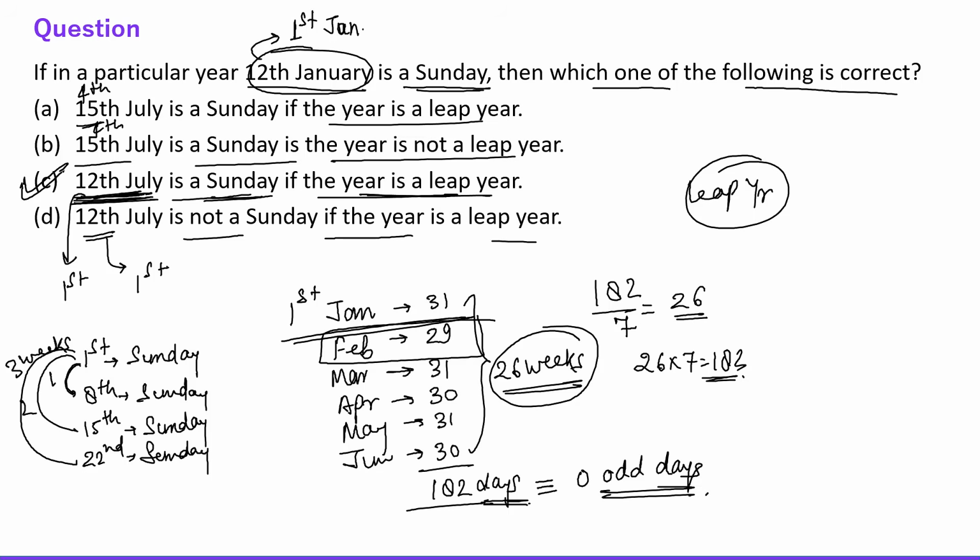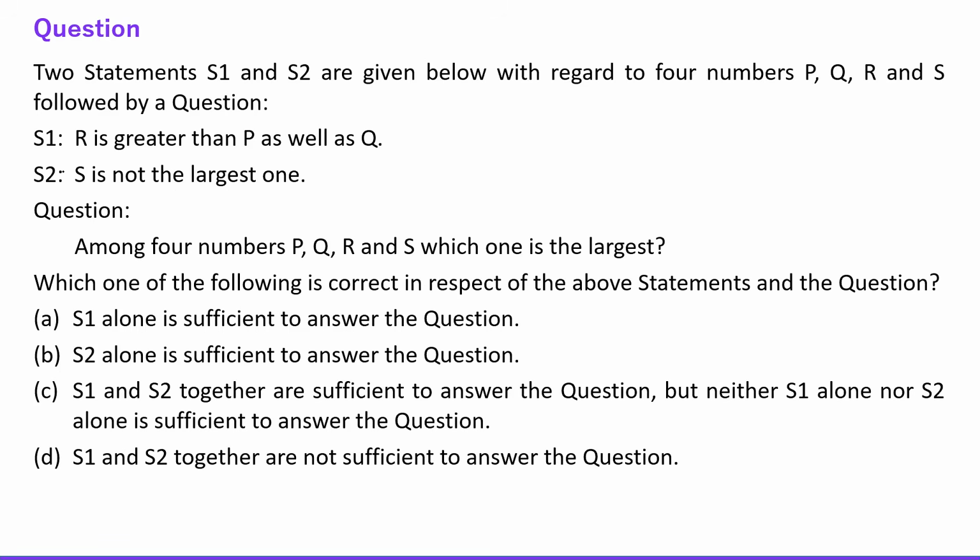According to us, 1st July will be Sunday, but we have considered it 12th as first, so the correct answer is 12th July will be Sunday if the year is a leap year. Okay, this is again an okay type question, not so easy, but yes, a moderate question. Now let's move to the other question.